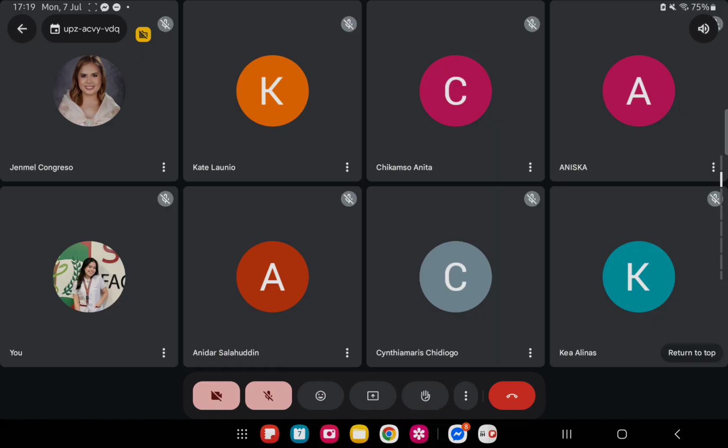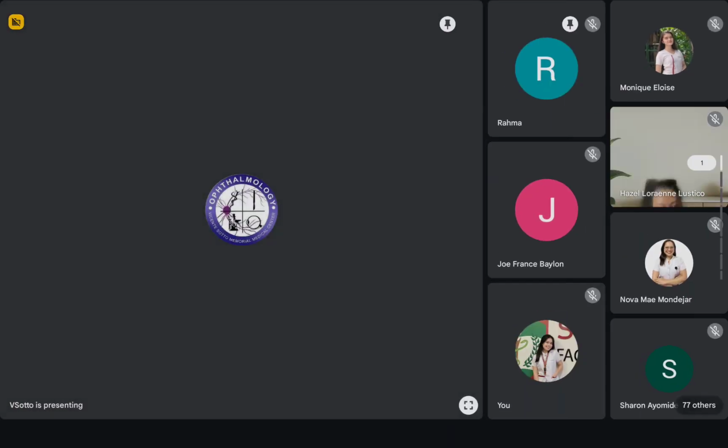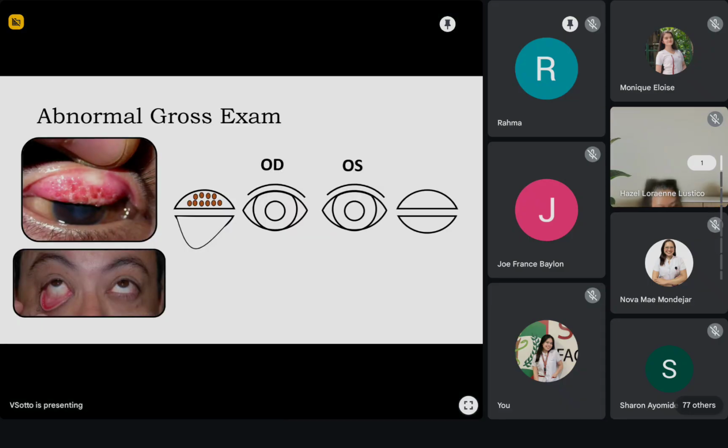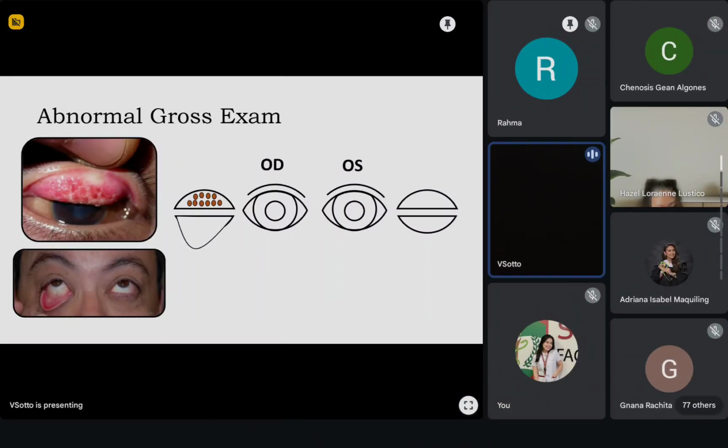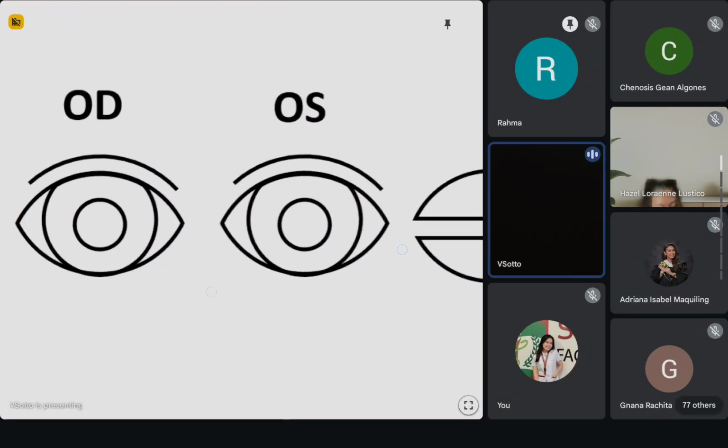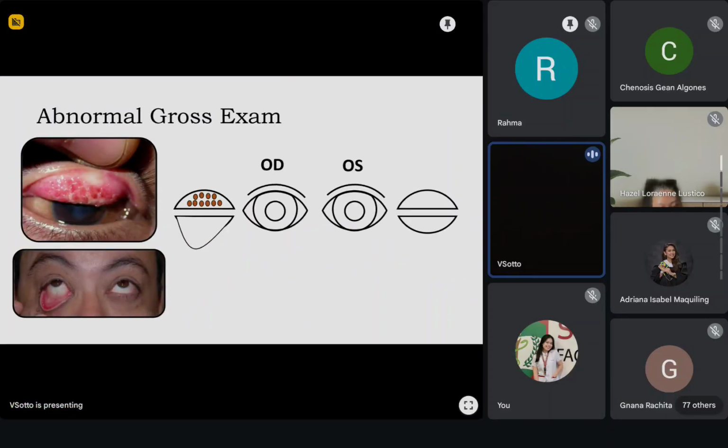You really don't have to draw it as artistic as possible. It just has to be complete with the details that are important in our documentation. So if you see giant papillae, you just draw large circles on the everted eyelid. And then if the patient has floppy lids, you can just extend or just draw it as that.